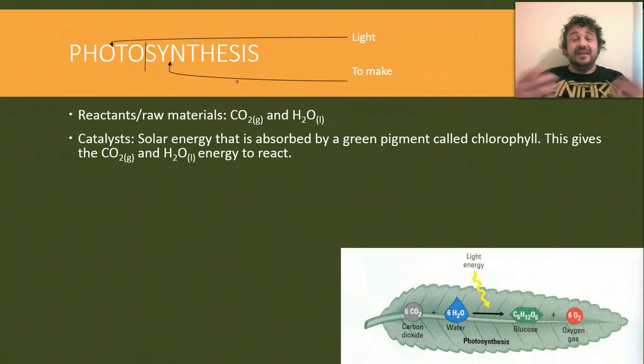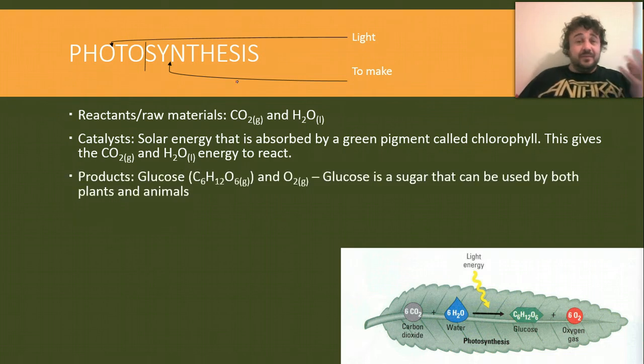So if it's drawing energy in from the environment, we already know one thing about this type of reaction. So the products are glucose, that's this here, C6H12O6, and that should be aqueous, by the way, it shouldn't be a gas, and oxygen. Alright, so glucose is a sugar that can be used by both plants and animals. As a sugar, we're going to use the word saccharide, which doesn't appear here.